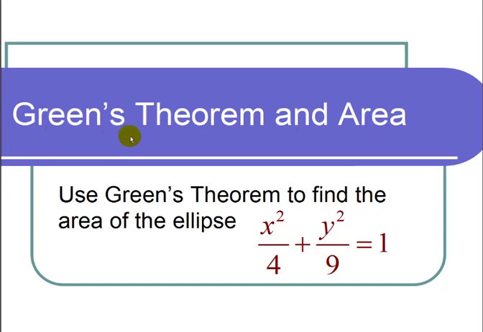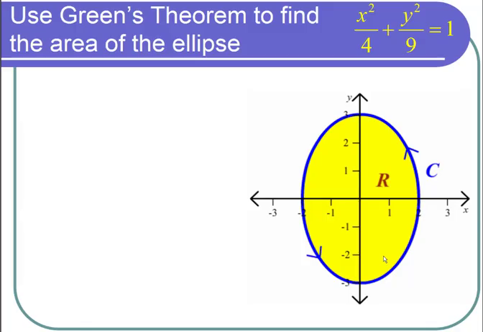This is a video on Green's theorem and area. The question states, use Green's theorem to find the area of the ellipse x squared over 4 plus y squared over 9 is equal to 1. So let's start by sketching a picture.